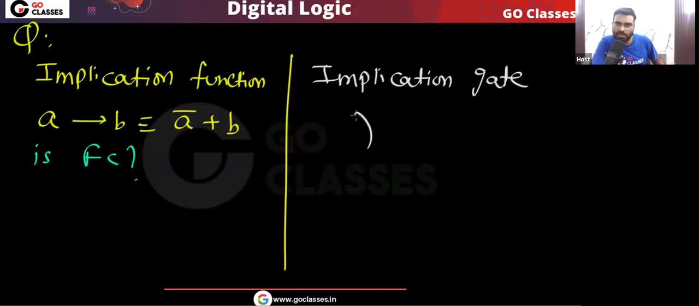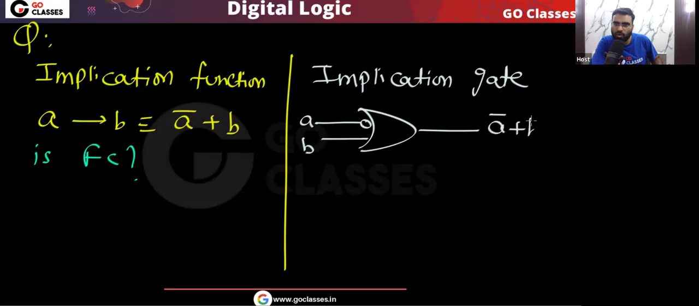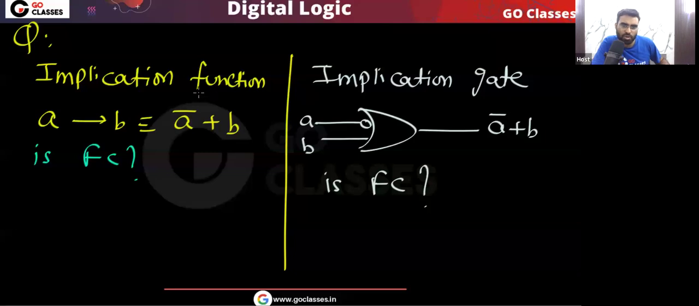What is the implication gate? You can see, with the implication gate I can create a bar or b. This is a bar or b. Yes or no? Now, a bar or b, the implication gate. Is this functionally complete? Tell me, is there any difference between these two questions? First of all, you tell me the difference. Here I'm asking about the implication function, is this functionally complete? And here I'm asking about the implication gate, is this functionally complete? Please tell me the difference between these two questions.